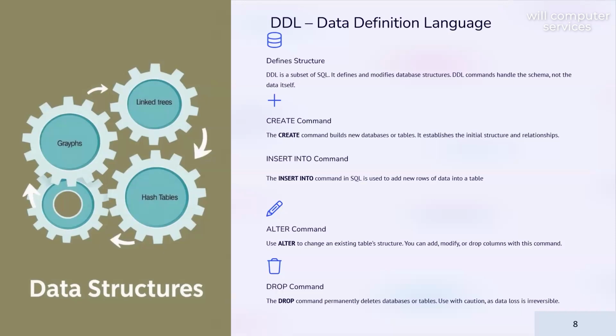Next, we have the insert into command. This command is used to add new rows of data into a table. Next, we have the alter command. The alter command is used to change an existing table structure. You can add, modify, or drop columns with this command. And the last one is the drop command, which permanently deletes databases or tables. You have to use this command with caution, as the data loss is irreversible.